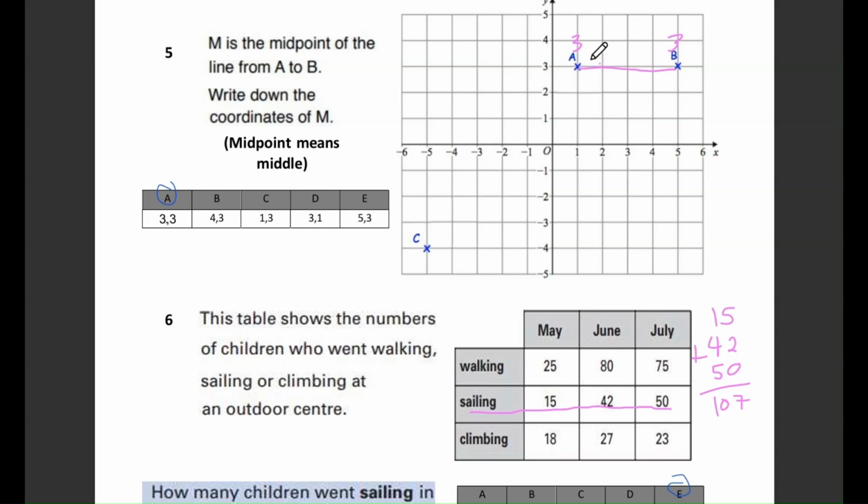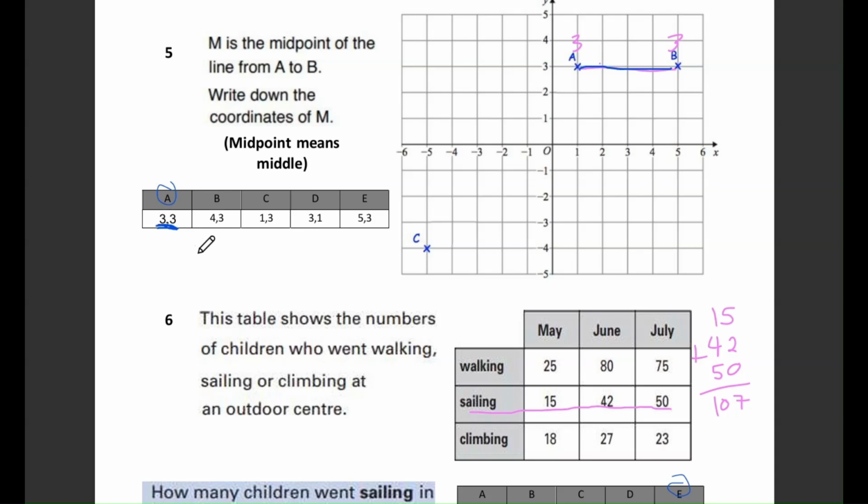To find the midpoint of two coordinates, you average the x values and the y values. That's just a fancy way of saying that you add up the x values and divide by 2, and add up the y values and divide by 2. So if A is (x1, y1), and B is (x2, y2), the midpoint M is ((x1 plus x2) divided by 2, (y1 plus y2) divided by 2).